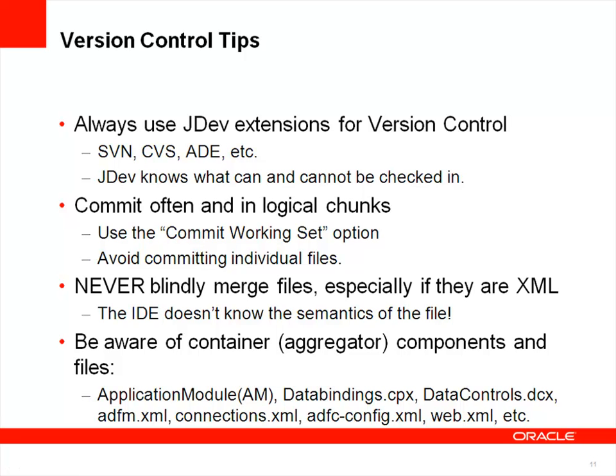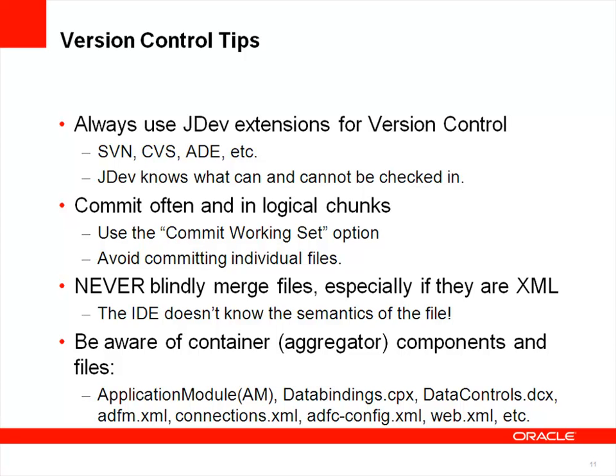Here are some good tips for working with version control. First, it's advisable to use the JDeveloper extensions for version control rather than mixing and matching other version control clients, because JDeveloper tracks accompanying files that might not be obvious to check in. Secondly, developers should commit often after working with a logical chunk of files so that all related artifacts are checked in simultaneously. Third, never blindly merge XML files. Instead, use the Resolve Conflicts dialog to merge XML source changes.